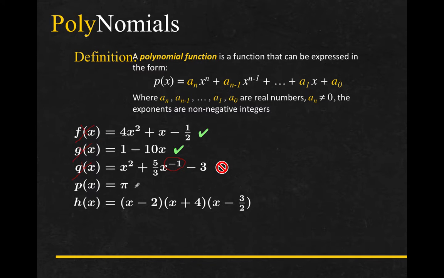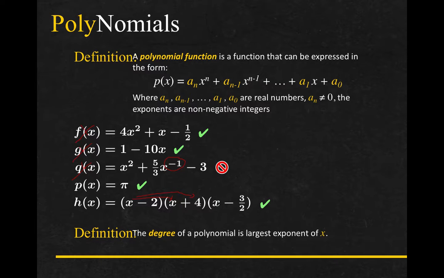This one, pi, remember I told you that pi is a number, which is 3.1415, blah, blah, blah. It's a number, so it's just a constant. It's also considered a polynomial. We call that a monomial. This one, x minus 2 times x plus 4 times x minus 3 over 2, is also a polynomial because if I expand this, if I multiply and do FOIL, at the end, after I simplify, I will get a polynomial function. So yes, it is.